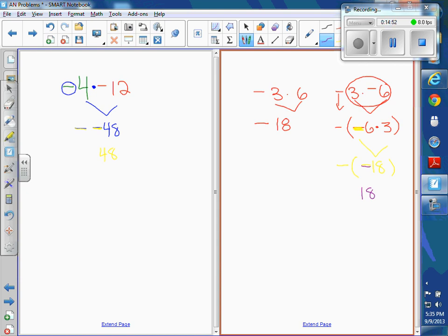So in short, we have a negative times a negative, and we end up with a positive. If we have a negative times a positive, we end up with a negative. We're going to practice this a little bit tomorrow too.